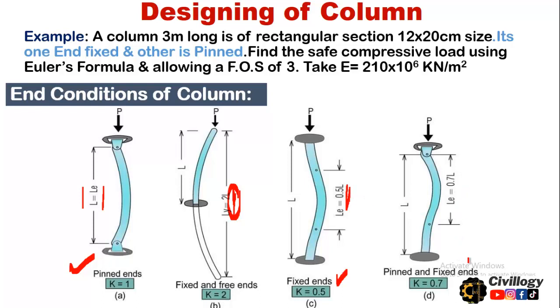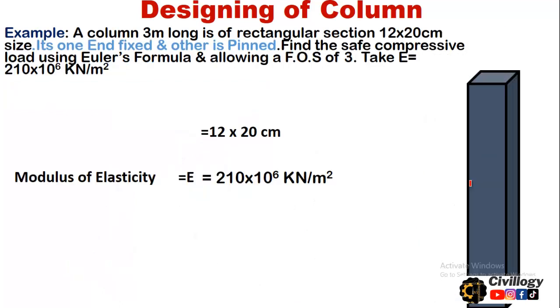And if one end is pinned and the other end is fixed, then the effective length is equal to 0.7 times the actual length. So over here in this example, one end is fixed and the other is pinned, which is option D. So we will be using this value, that is, effective length is equal to 0.7 times its actual length. Okay, so let's proceed to its solution.